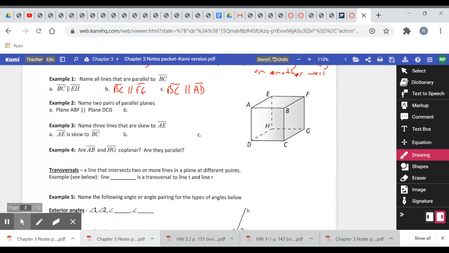Okay, so if I look at example 2, it says name two pair of parallel planes. So parallel planes are just two planes that are never going to intersect each other. The example they show here is ABF, so this whole top part of the box, and DCG, which is the whole bottom part of the box. So they want me to name another option. So another set of parallel planes I have is BCF, which is basically the right side of the box.